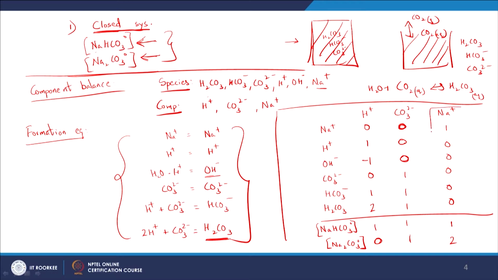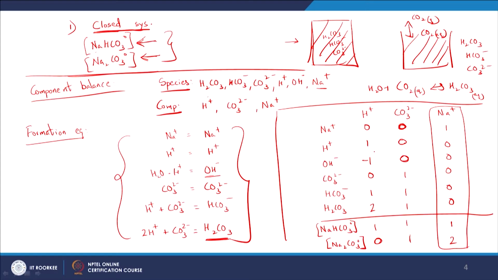We'll neglect Na plus because it usually plays little to no further role, right. It's a salt, it doesn't play a further role. So we are going to only look at the total component balance with respect to the H and with respect to the CO3 2 minus, right. So we'll work that out further and see how we can analyze the system and understand what the relevant variables are that we have to consider in a closed system, right.